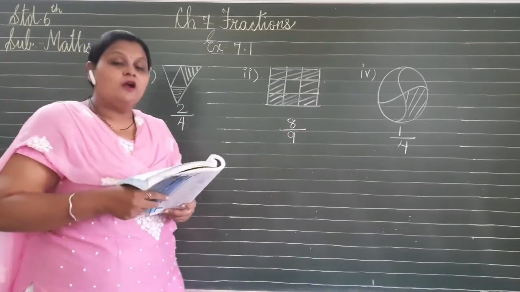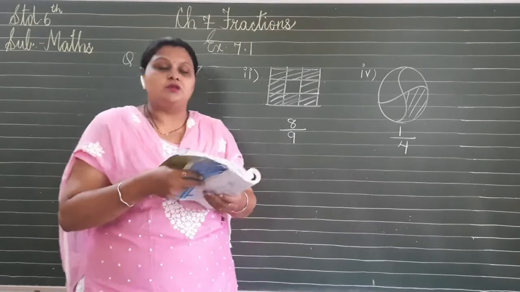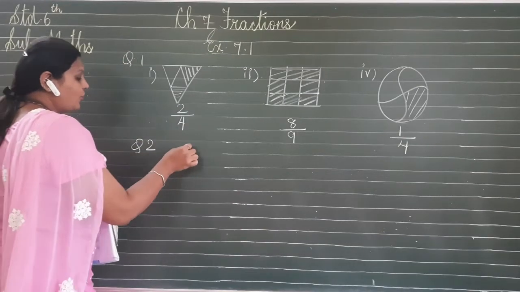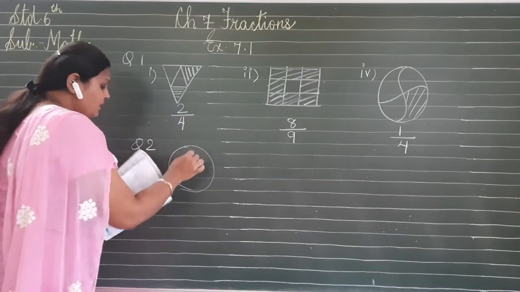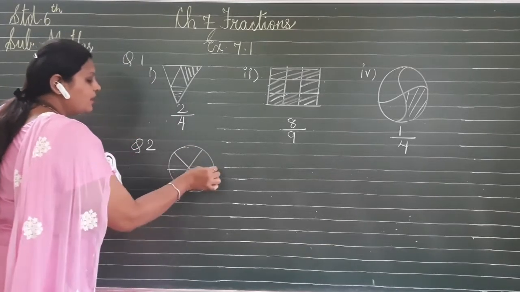Now let's see question number 2. Color the part according to given fraction. Now here you are given fraction and figure both. According to that you have to mark your color in that. That is you have to shade it.